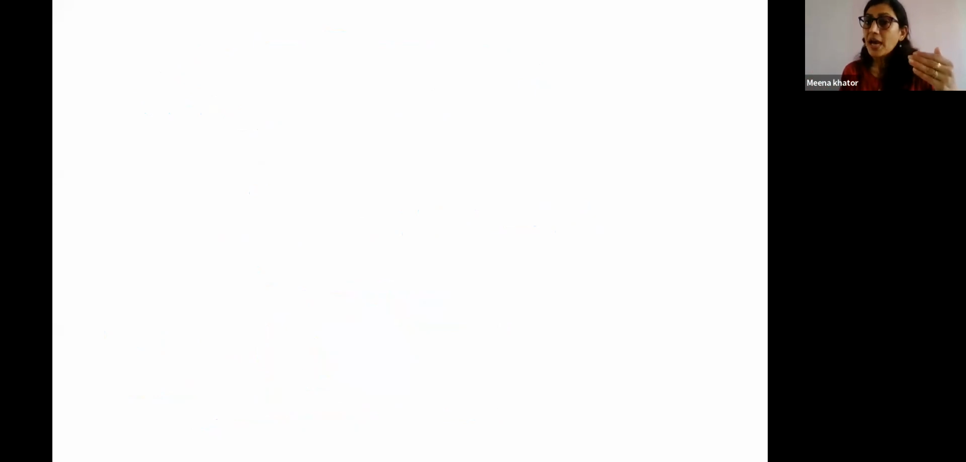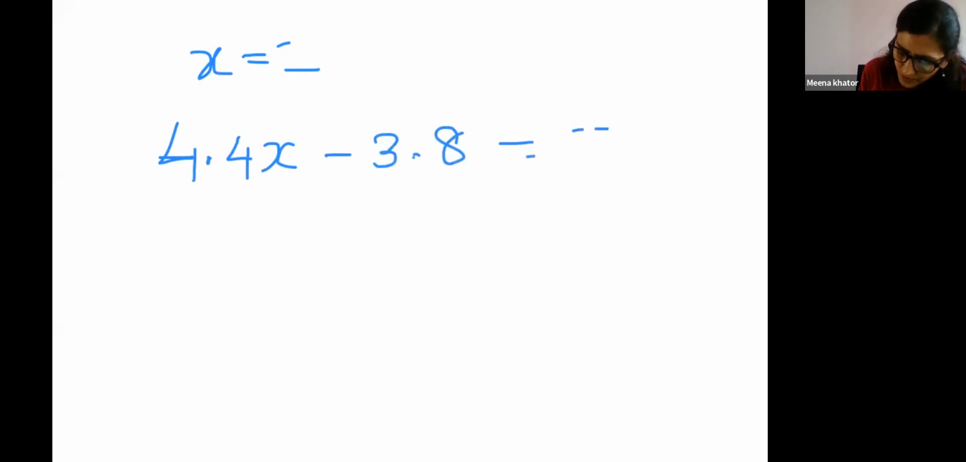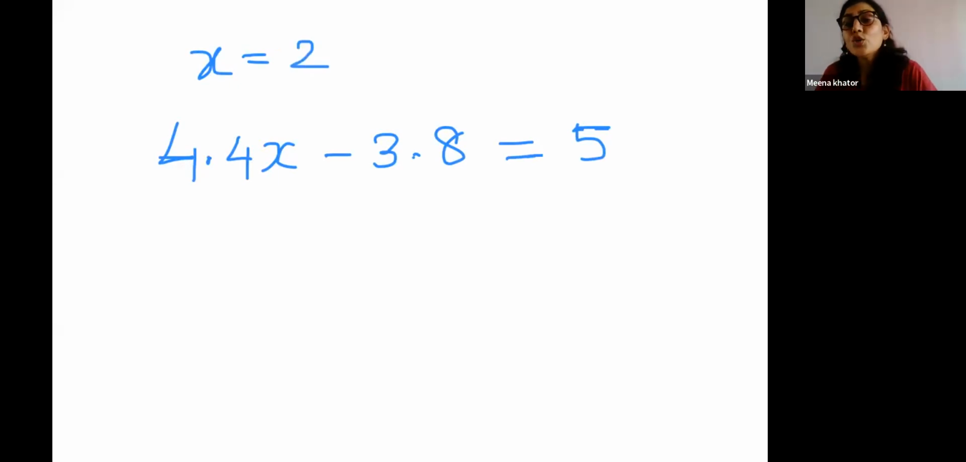I am giving you the solution and you have to tell me whether Meena ma'am is correct or not. You have to verify whether x is equal to 2 is a solution for this equation or not. 4.4x minus 3.8 is equal to 5. This is my equation and you have to verify whether x is equal to 2. Please check whether Meena ma'am is correct or not.